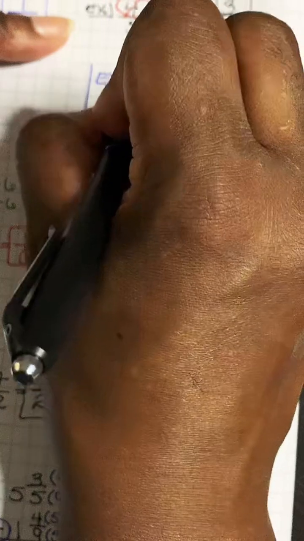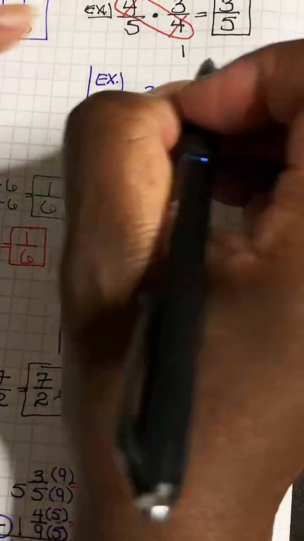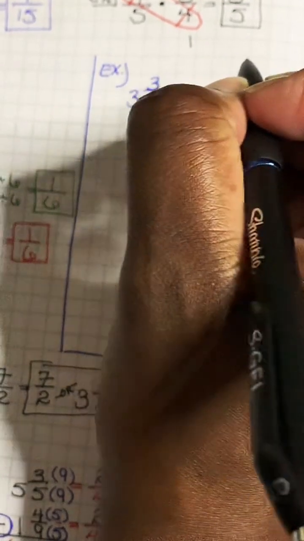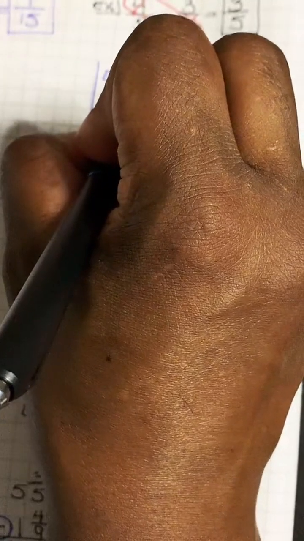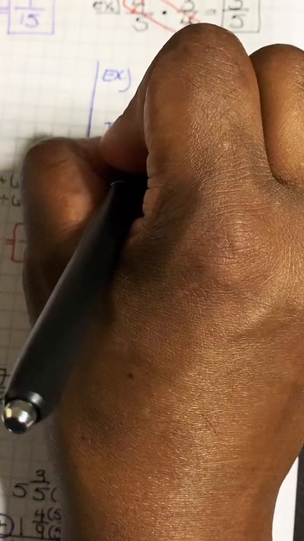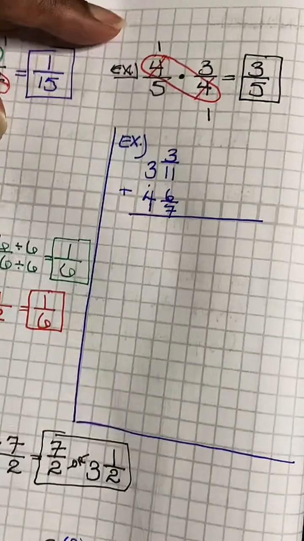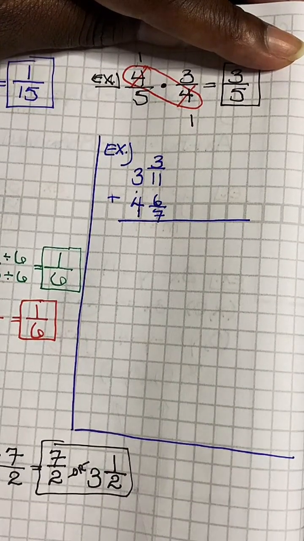Okay, so we have 3 and 3/11ths. We'll do a couple of them. So 3 and 3/11ths, and we'll stick with plus for this one. And then we have 4 and 6/7. I'll do the difference the next time. So 3 and 3/11ths plus 4 and 6/7.